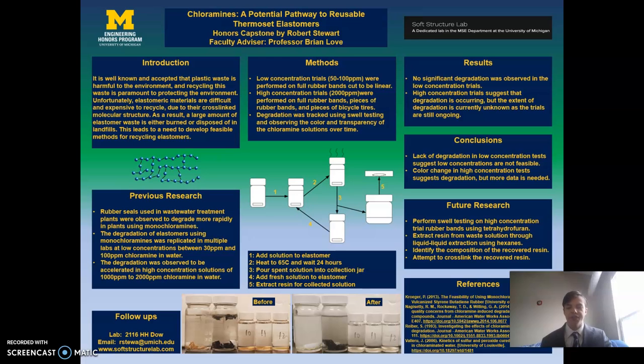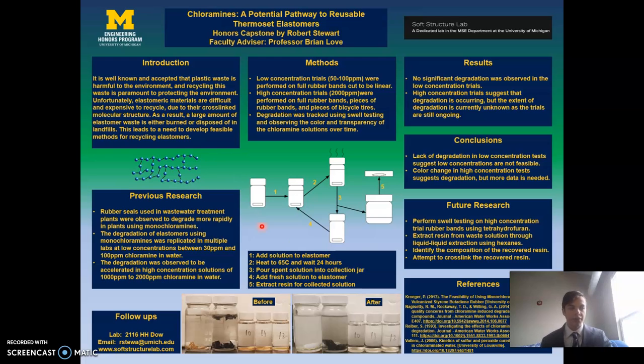A different study then took this a step farther and used much higher concentrations of chloramines to attempt to speed up the degradation process and was able to completely degrade a sample of elastomer. For this project, I wanted to both replicate these experiments as well as take them a step farther and try to do a characterization of what I was able to extract through resin.